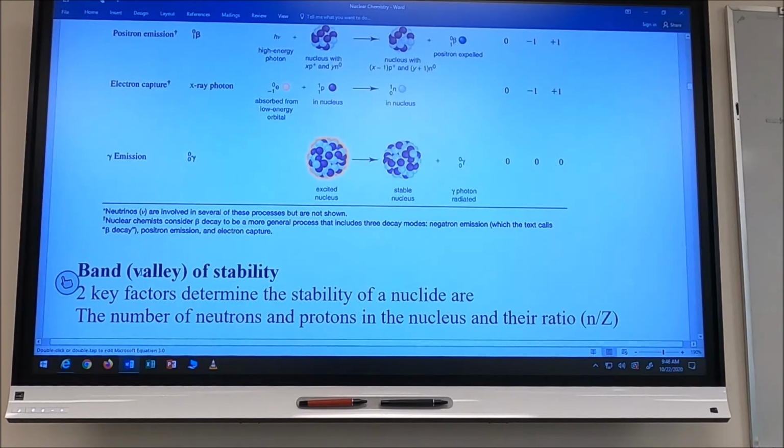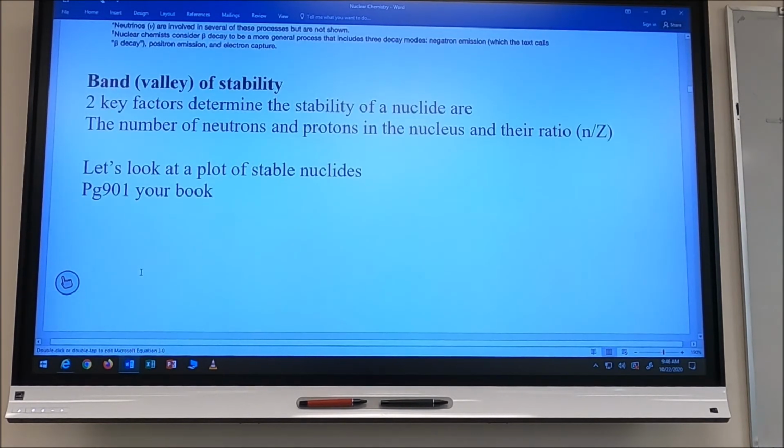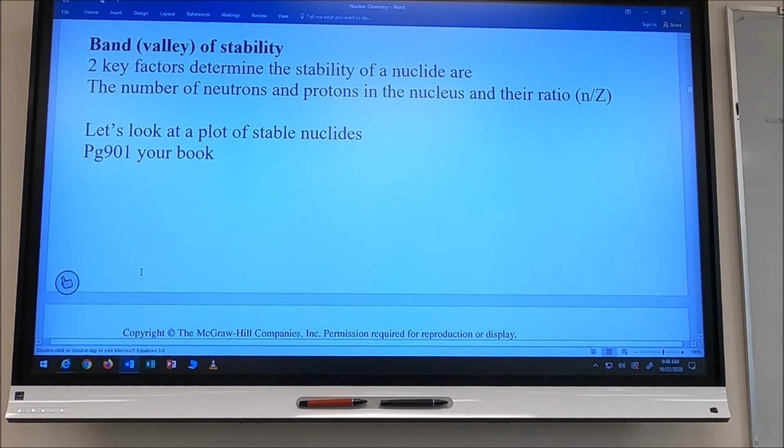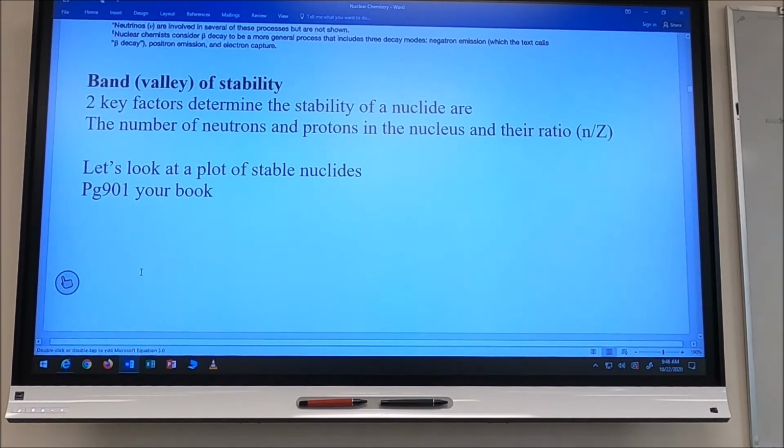All right, now, band of stability, valley of stability. There are two key factors to determine the stability of a nuclide, of a nucleus of an atom. The number of protons and the number of neutrons, essentially the ratio between neutrons and protons, so the N to Z ratio, is one of the most important, and the other one is the size of the nucleus altogether. Remember, everything over atomic number 83 is undergoing alpha decay. The nucleus is just too darn big to hold together.